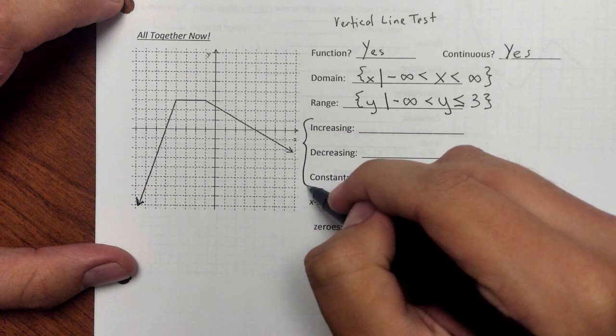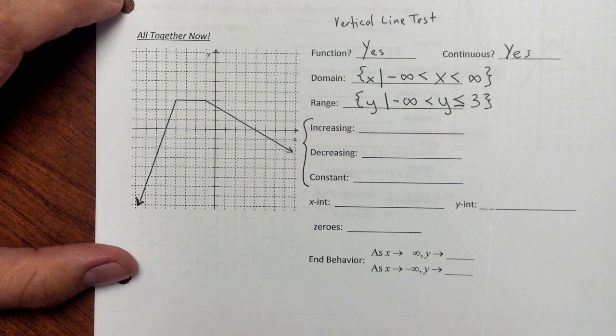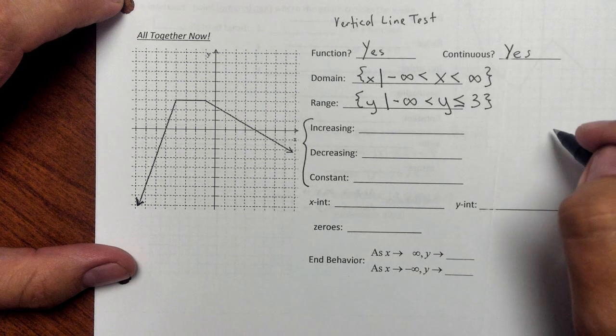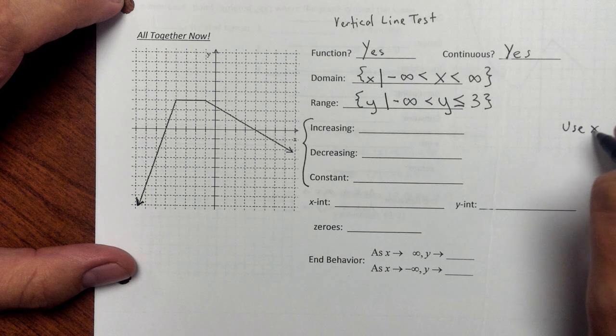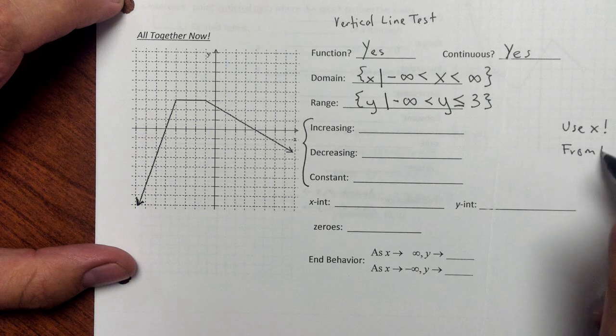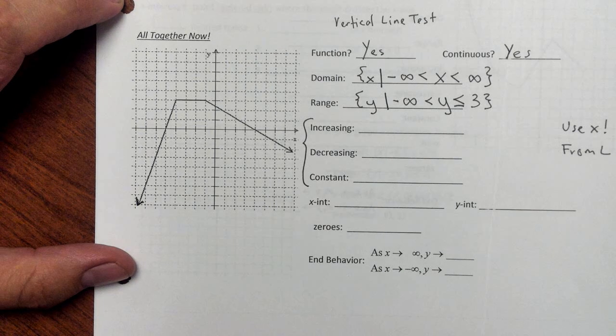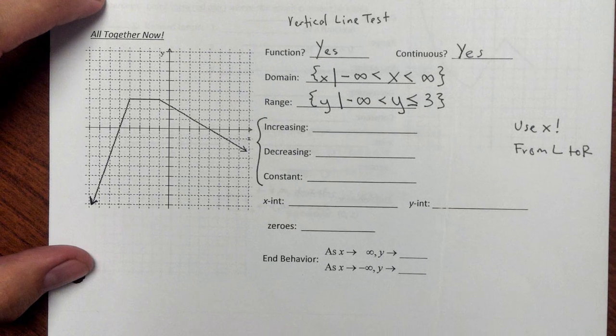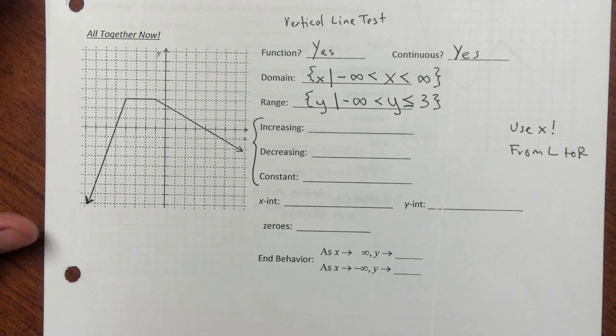Next, we want to divide our domain into increasing, decreasing, and constant intervals. So, when you're doing this, very important, use x and work from left to right. I can't stress that enough. You need to work from left to right. Sorry, that was a little bit out of frame.